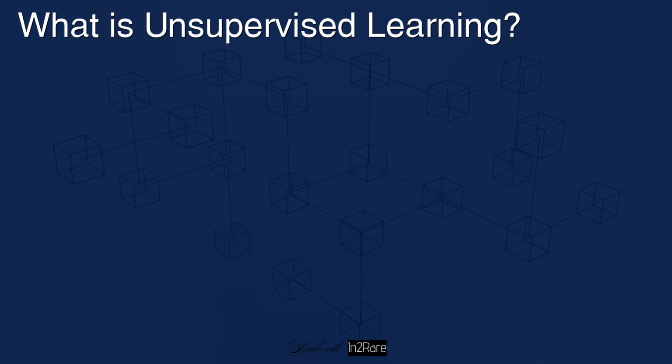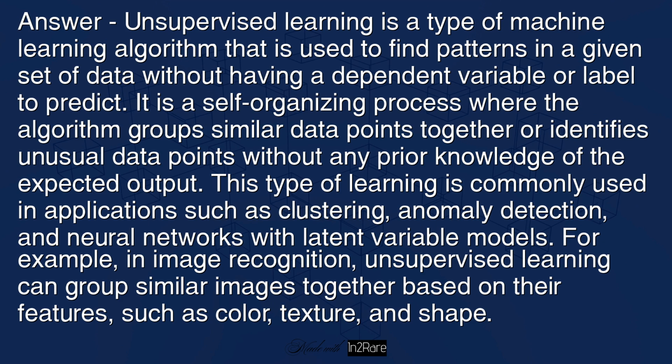What is unsupervised learning? Answer: unsupervised learning is a type of machine learning algorithm that is used to find patterns in a given set of data without having a dependent variable or label to predict. It is a self-organizing process where the algorithm groups similar data points together or identifies unusual data points without any prior knowledge of the expected output.